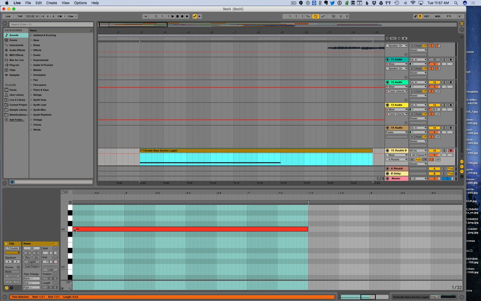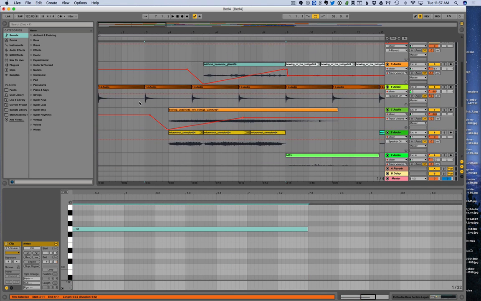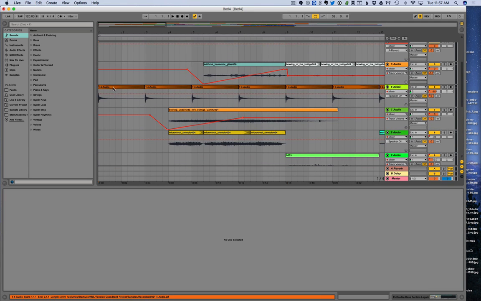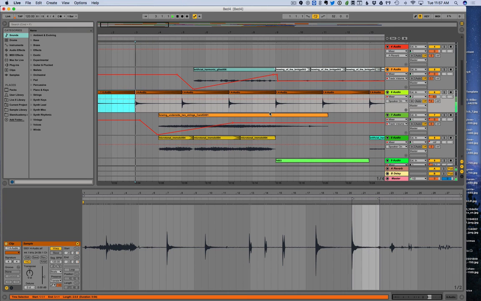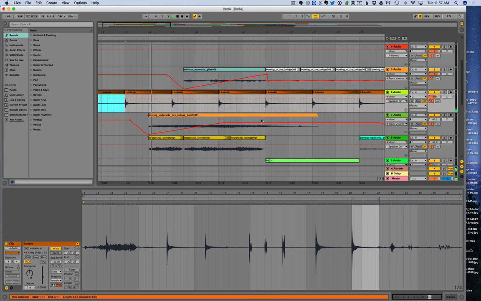This bass note is a G. So maybe we're kind of centered around G. So we're hearing a lot of G here.